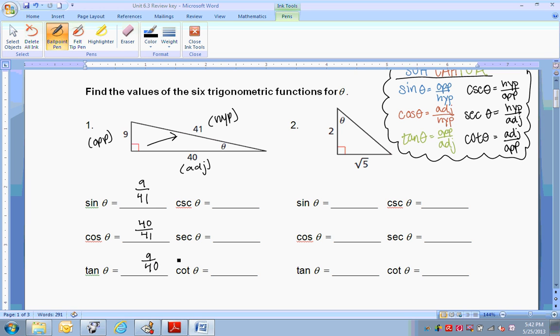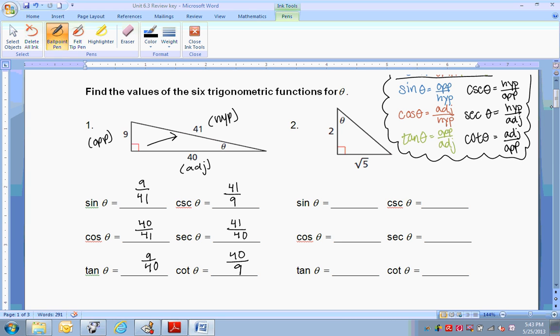Alright, cosecant is the flip of sine, so instead of opposite over hypotenuse, it's going to be hypotenuse over opposite. Secant is the flipped version of cosine, so instead of adjacent over hypotenuse, it's hypotenuse over adjacent. And then cotangent is the flip of tangent, and that's, oh, adjacent over opposite, which is 40 over 9.